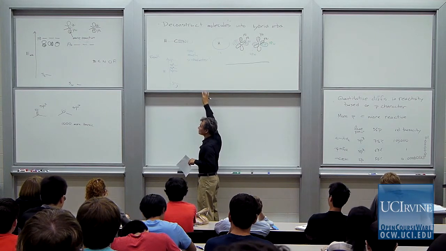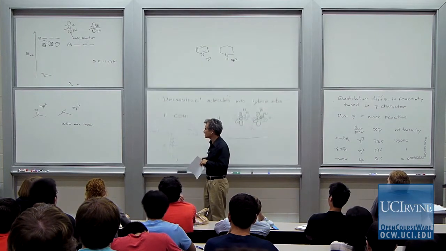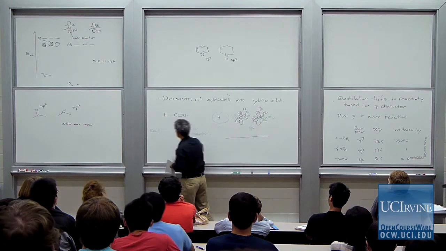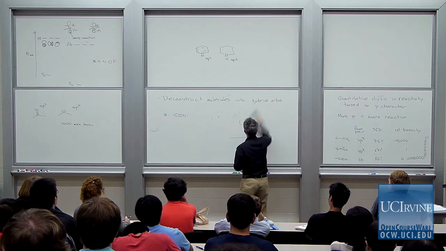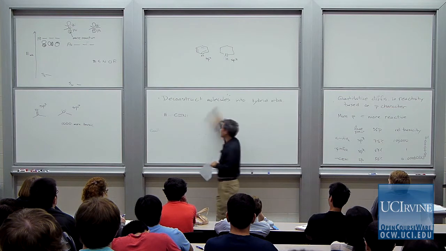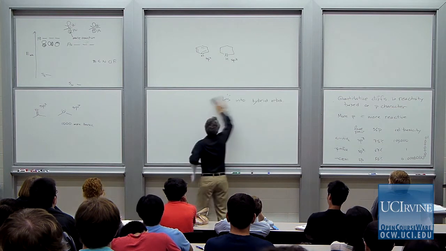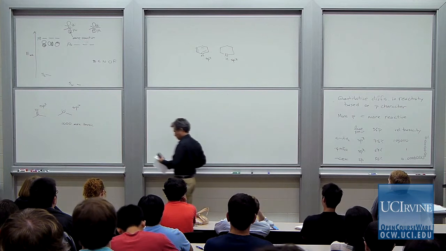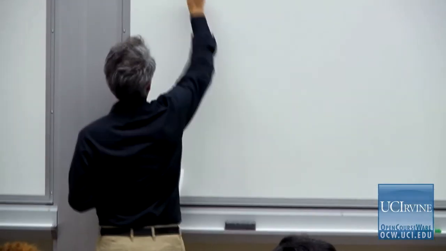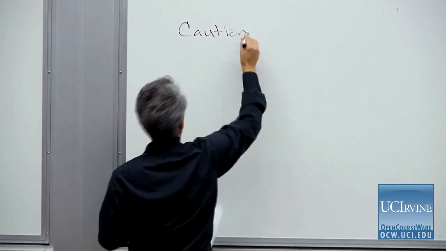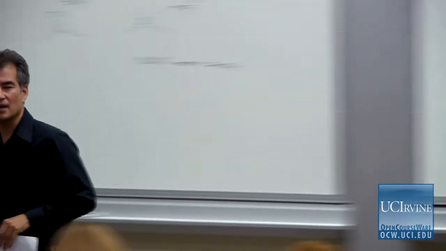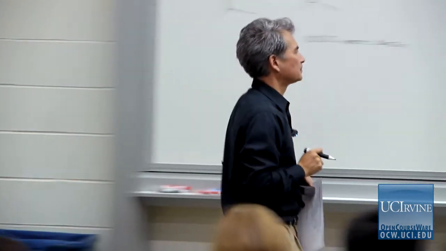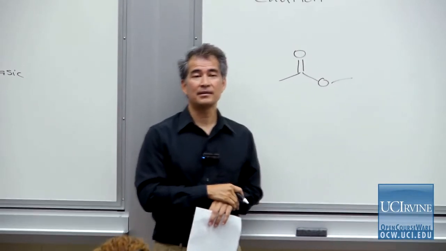But let me put one fly in the ointment here, one word of caution in applying this very simple idea that hybridization is important and that p character correlates with basicity and nucleophilicity. More p character means more nucleophilic and more basic. I've got two oxygen atoms here. I've got a carbonyl oxygen on top and a carboxyl oxygen on the bottom. Top and bottom, which oxygen atom is more basic?